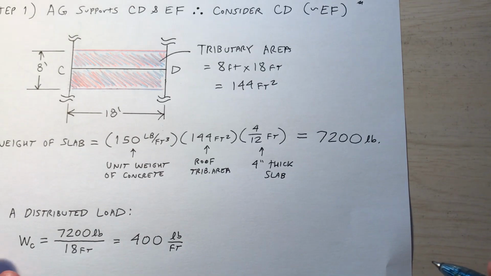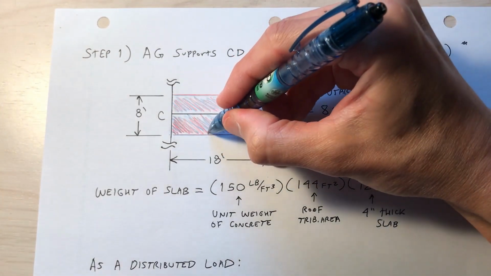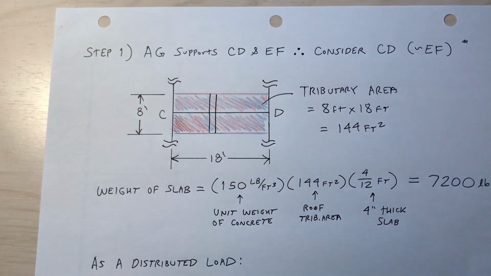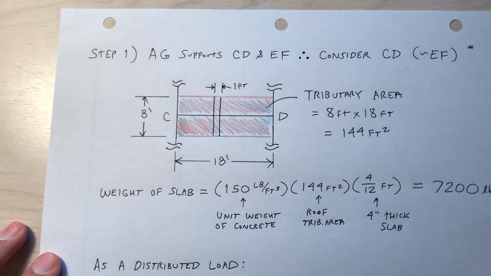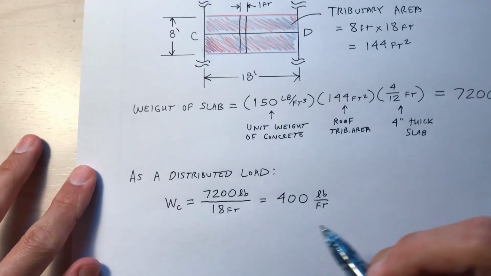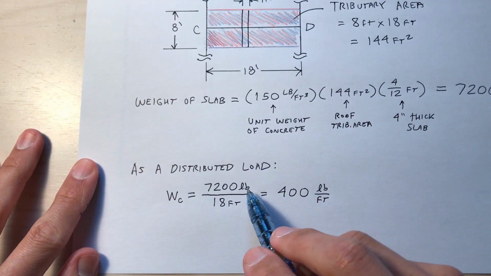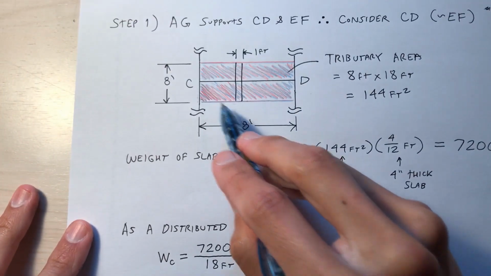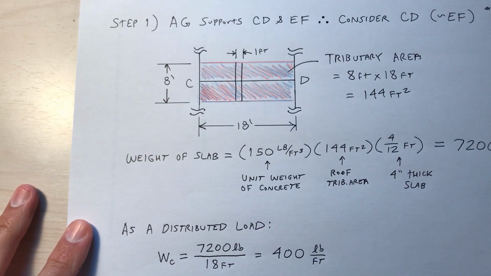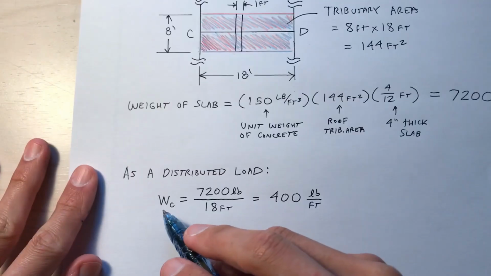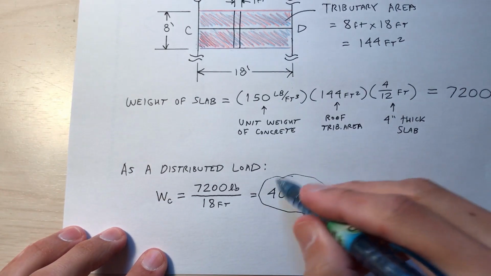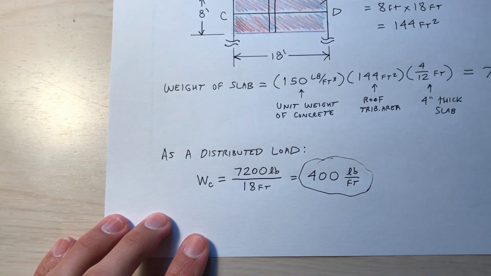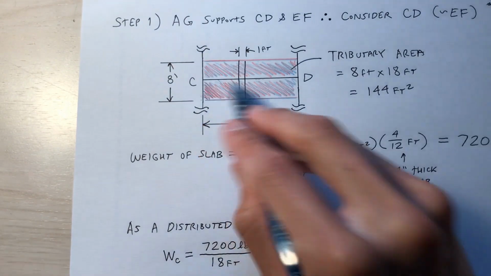I want to calculate that as a distributed load. So if I were to take a 1-foot segment of this, see that 1-foot strip? That's 1 foot. A 1-foot strip right there. What is this as a distributed load? Well, that's what I'm calculating here. Take the 7,200 pounds that I just found, divide that by 18 feet, because that's the span between C and D. So divide that by 18, and I'm getting 400 pounds per foot. Okay, that's just the concrete. What about the self-weight of the steel beam? So just to put this number off to the side for a minute, I call that W sub C, C for concrete. Now I'm going to calculate the self-weight of the beam CD.